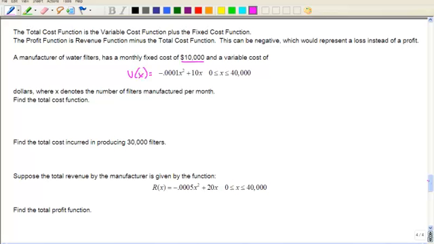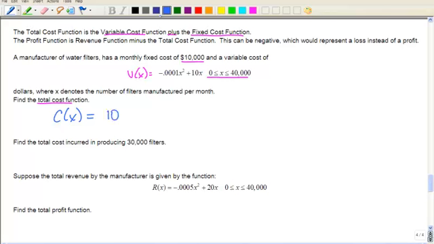All right, and remember over here that's just the domain that says they make between 0 and 40,000 water filters, or at least that's how you obtain the cost between that. All right, so it says find the total cost function. So let's see, the total cost function, variable plus the fixed. All right, so I'm going to write this in terms of C of x for total cost, and so I would just add these two things together.